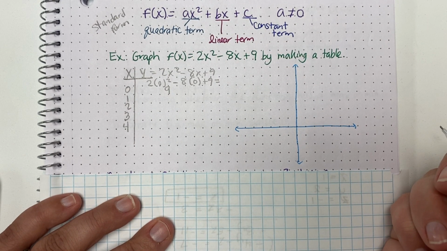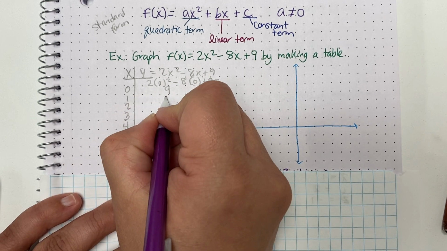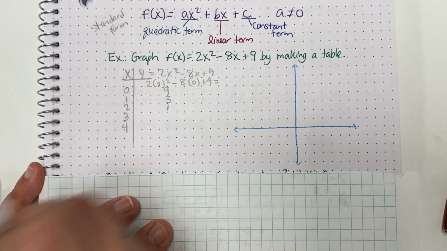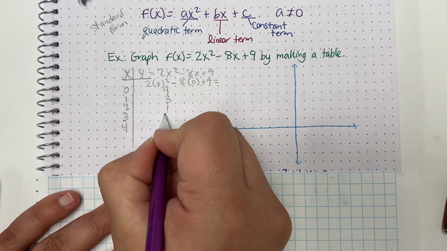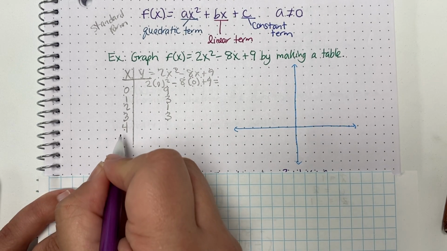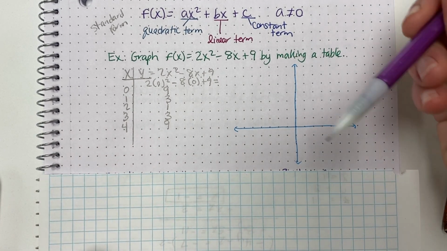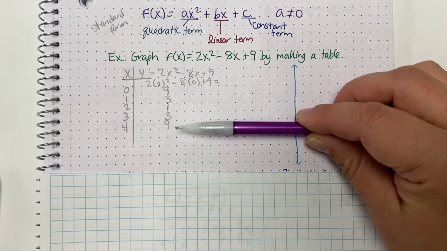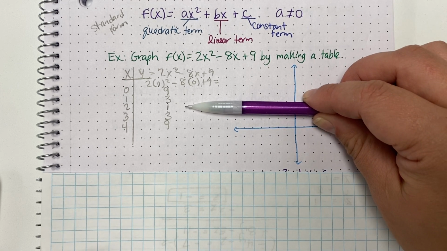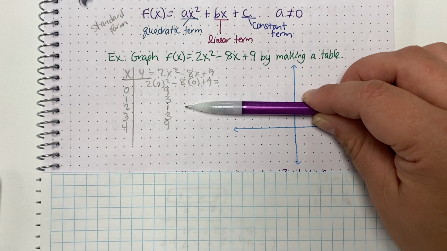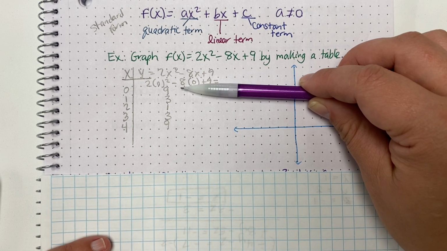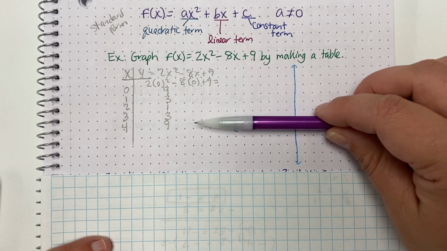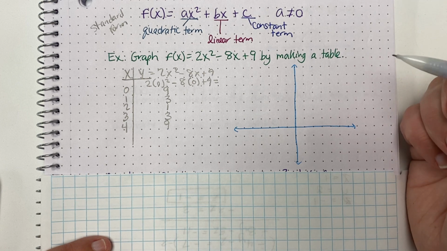Okay, so I'm going to plug all of those in. Now I'm going to plug in a 1, and I get a 3. Plug in a 2, and get a 1. Plug in a 3, and get a 3. And a 4, and get a 9. Do you see how at this point, we're going down, and then we go back up? So this point right here is going to be like the bottom of our parabola. You need to see your numbers go down and back up, or up and back down, and then you'll know you have enough information to put your graph in.